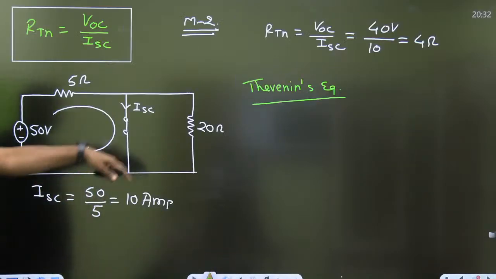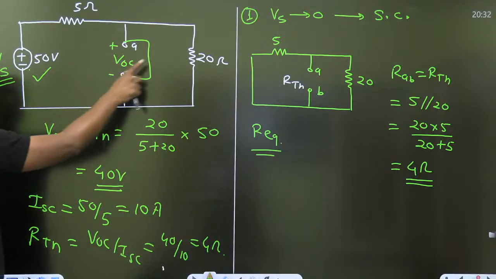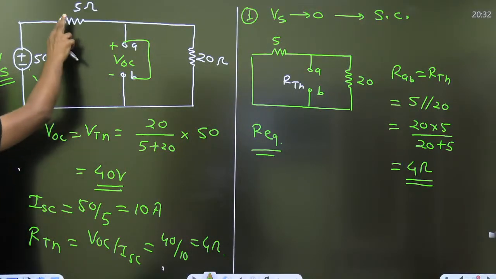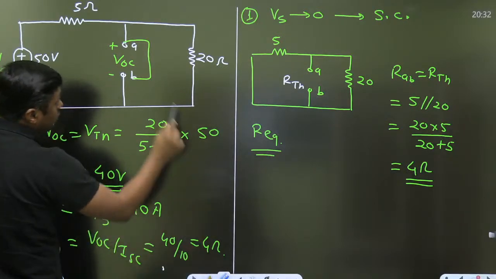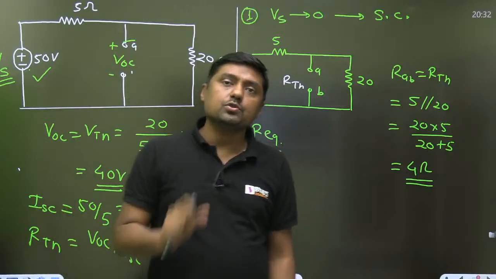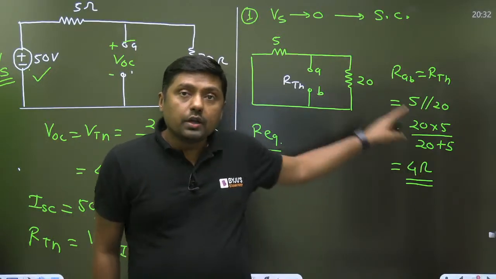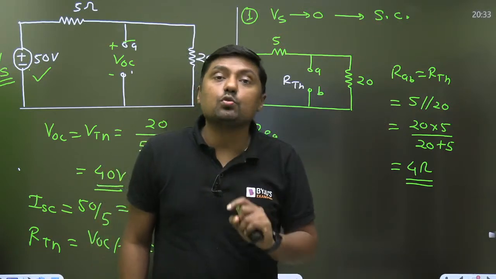No need to draw the diagram. It is visible here. When I am making it short circuit, the 20 ohm is short circuited, and that's why 50 divided by 5, that is 10, is the short circuit current directly. So if the complete Thevenin is required, then you can use this method. Or if only RTH is required, you can use this method in case of independent sources only.